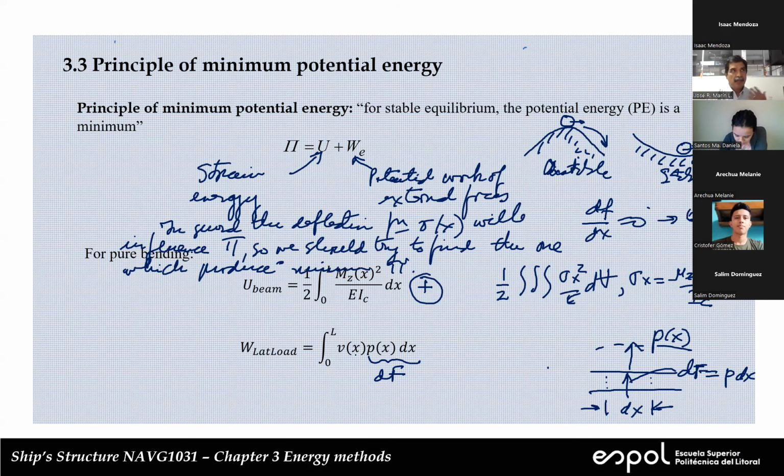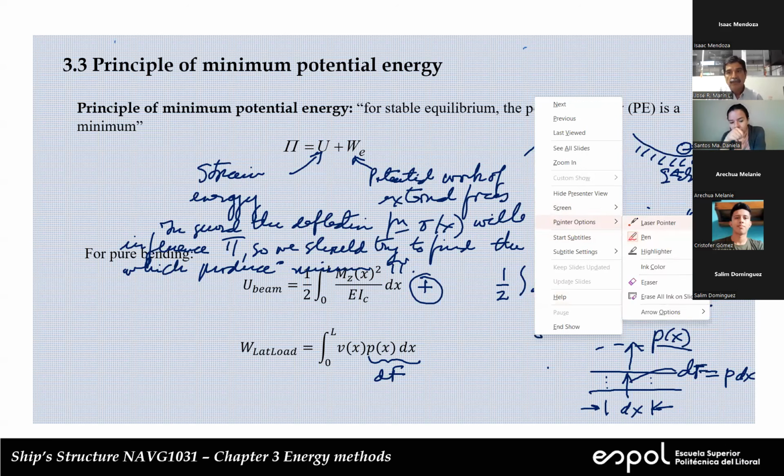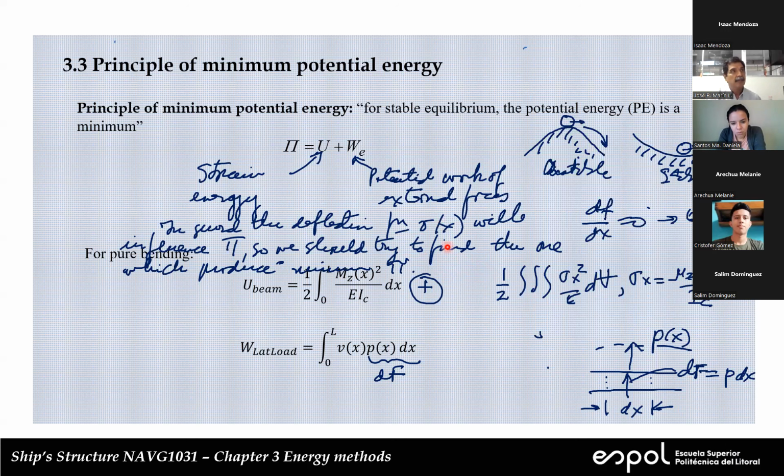Now, here comes the problem, okay? As we said before, in this case, if we choose a V of x, with this V of x, we can differentiate twice and calculate the bending moment. With this bending moment, we can put it into here and calculate the strain energy of the beam, right? This V of x, we can put it here and we can integrate the lateral load. So we can add these two.